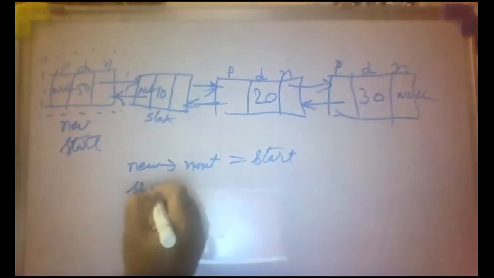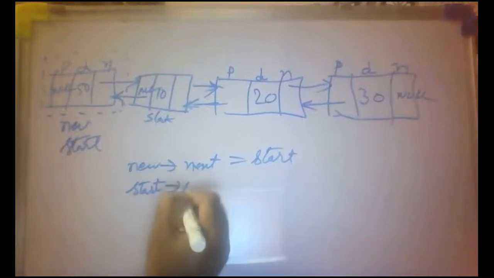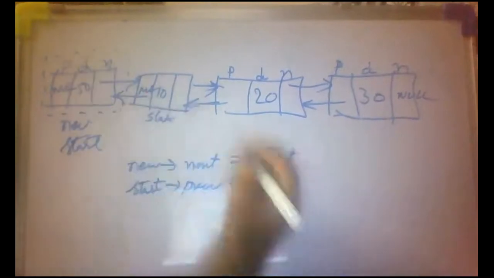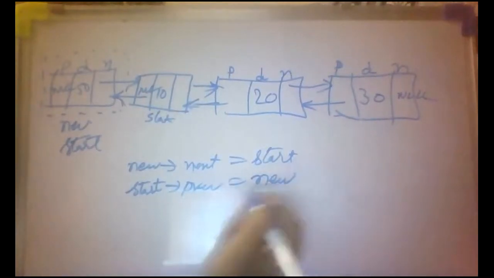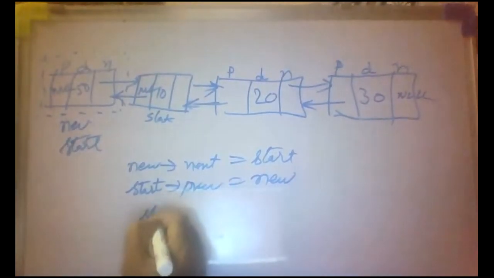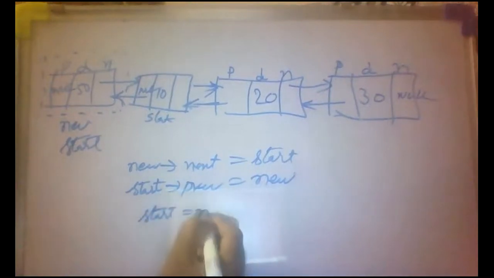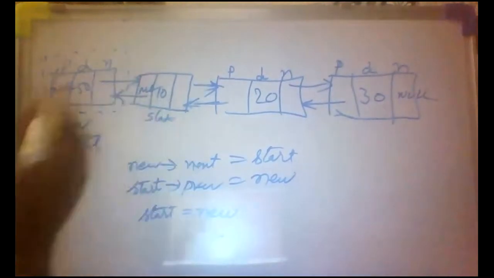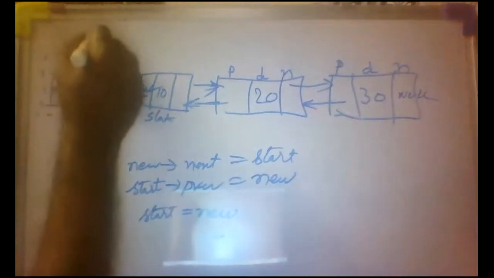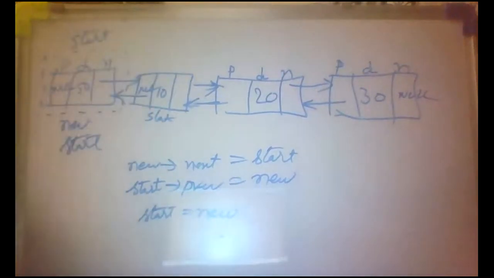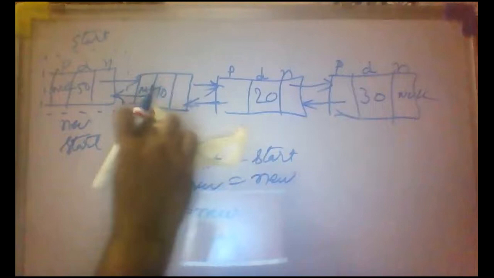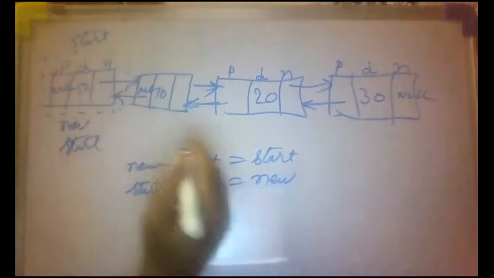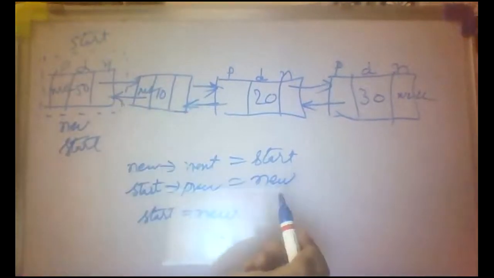Next one, start to previous equal to new node. Clear? Here start equal to new node. Then the start here comes here, start. Clear? So then this is inserting a double linked list element at the beginning of the list.